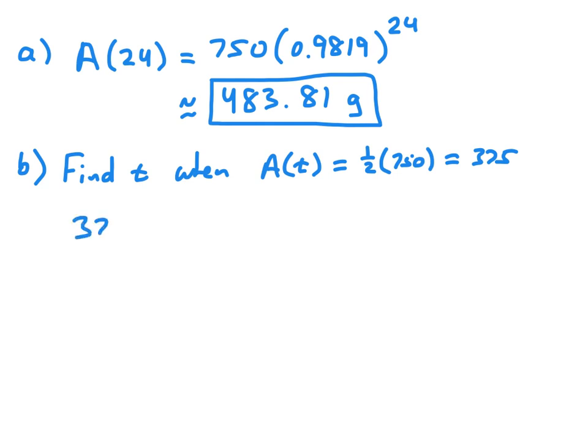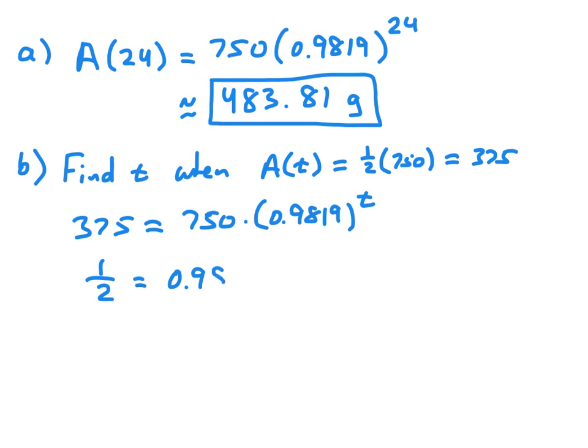So we obtain the equation 375 equals 750 times 0.9819 to the t, and we want to solve this equation for t. To do that, we first divide both sides by 750, and we will get 1/2 on the left side. This actually makes complete sense because the 375 was determined by taking half of 750. And so that'll equal 0.9819 raised to the t.